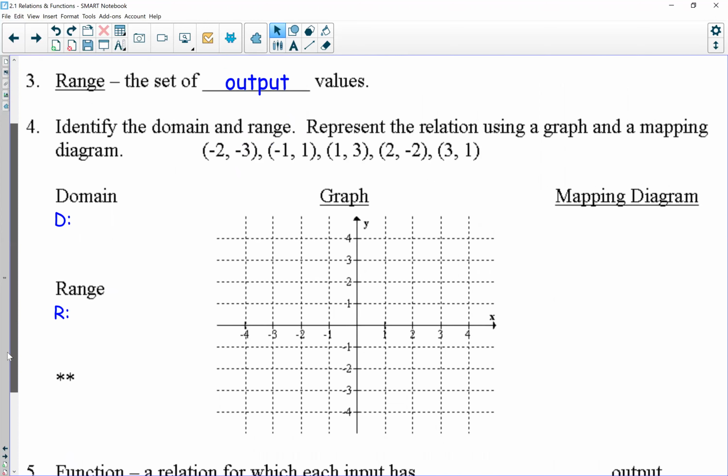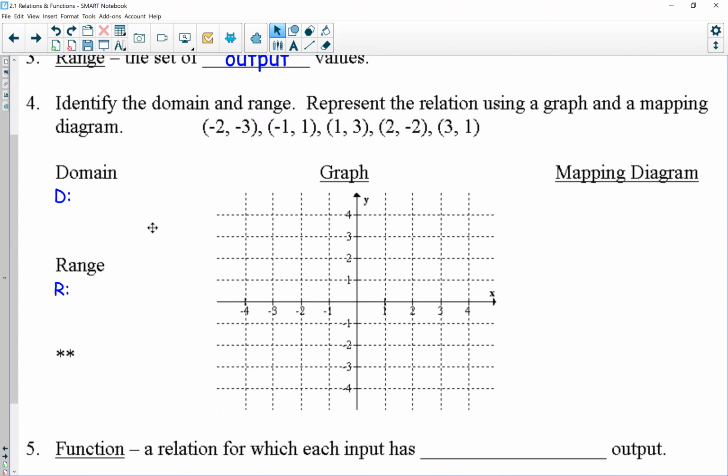In example number 4, we have to identify the domain and range and then represent the relation using both a graph and a mapping diagram. So we're given this list of ordered pairs. To find or list the domain of those ordered pairs, we're simply taking the x values out of those ordered pairs and writing them as a list.